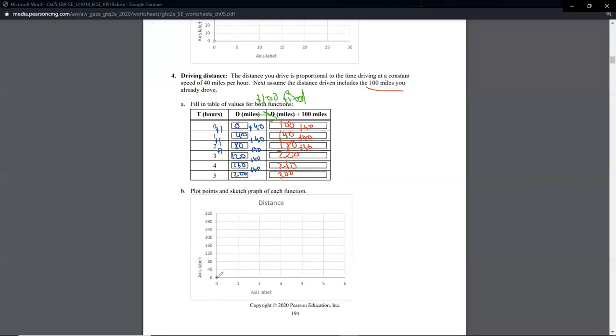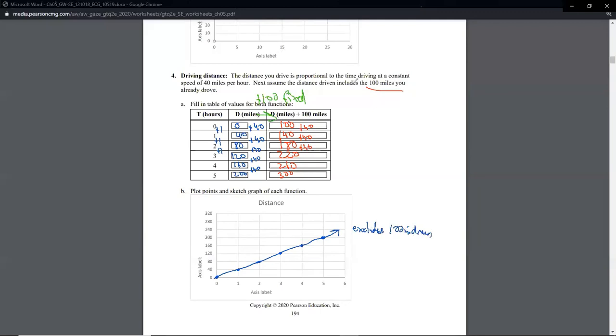All right, I gotta be a little quick. 0, 0, 1 mile, 1 hour, 40 miles, 2 hours, 80 miles, 3 hours, 120, 4 hours, 160, 5, 200. This was not including the 100 miles we already drove, and we continue the pattern. So this excludes the 100 miles driven initially.